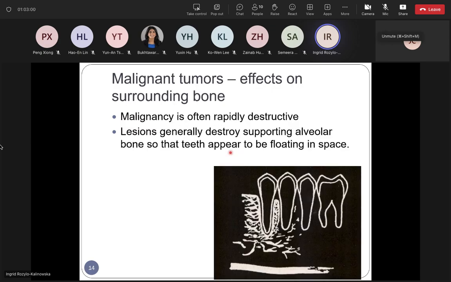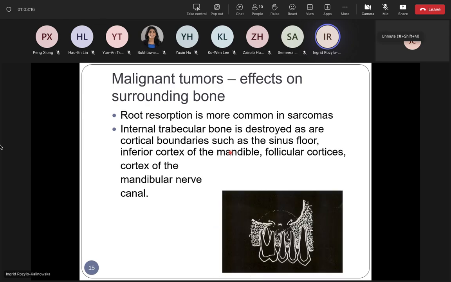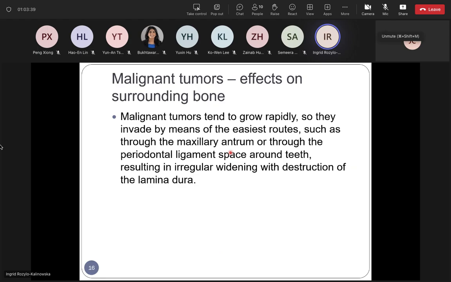The tumor leads to loss of bone support for the teeth. So the teeth are described as floating in space. And the tumors mostly destroy the cortical boundaries, like the inferior cortex, the floor of the maxillary sinus, follicular cortices in children, and also the boundaries of the mandibular nerve canal.